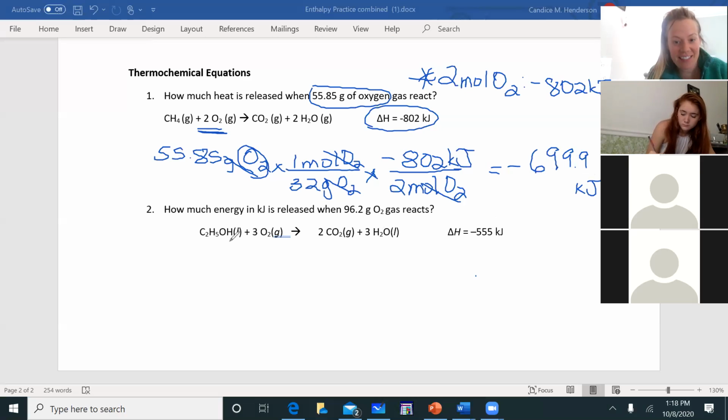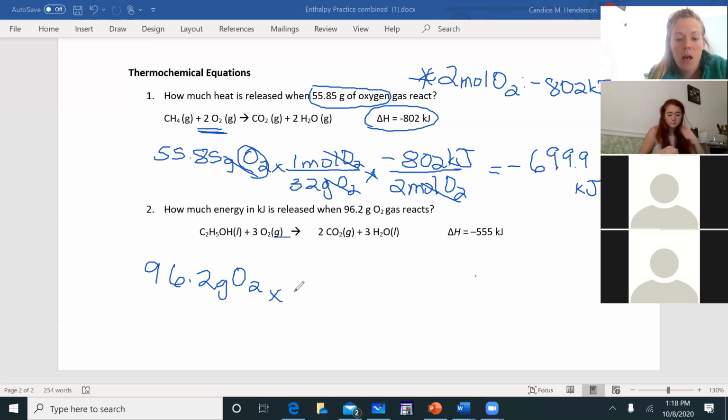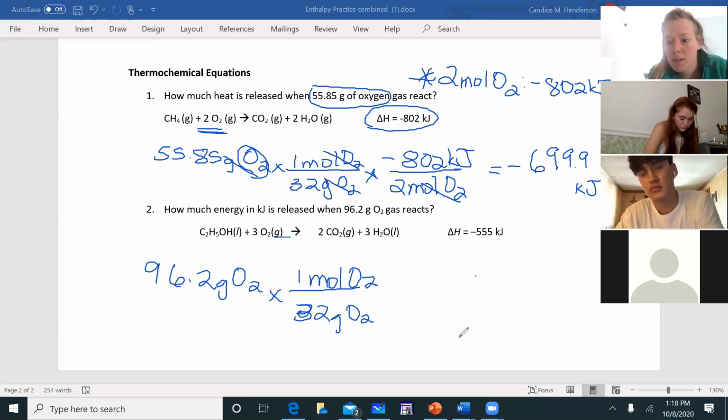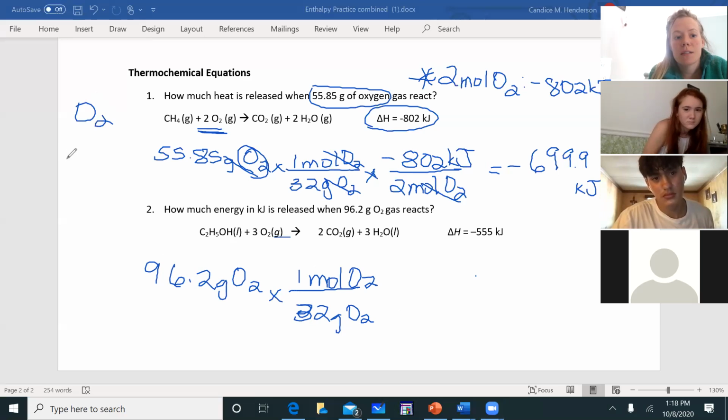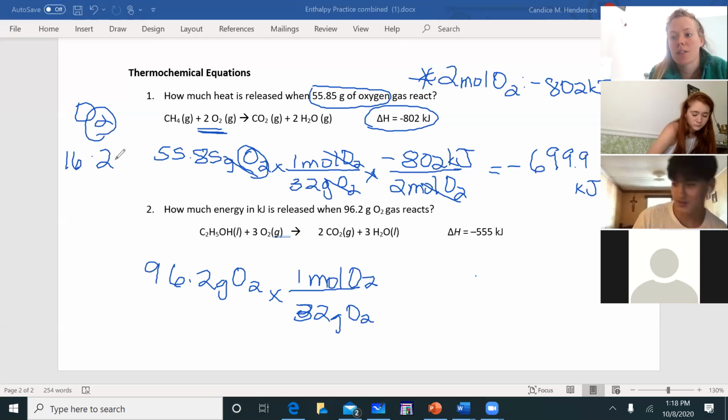All right. Next guy, similar setup. It's just a different problem. So instead, we're given 96.2 grams of O2, but we have this new equation. So we need to convert this 1 mole of O2 into 32 grams of O2. Let's see what we got question-wise here. Why is it 32 for O2? Because O2 is 16 times 2. There are 2 of the oxygens.